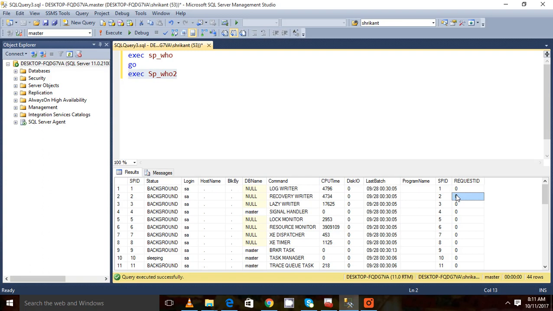These two SPs are very important. If you are a DBA and you want to understand which session has blocked which session, how many users are connected to the system, and how many sessions there are, you can get this kind of information through these two procedures.